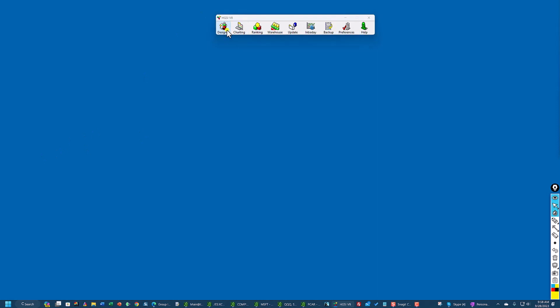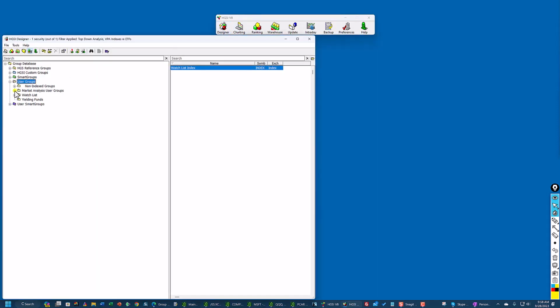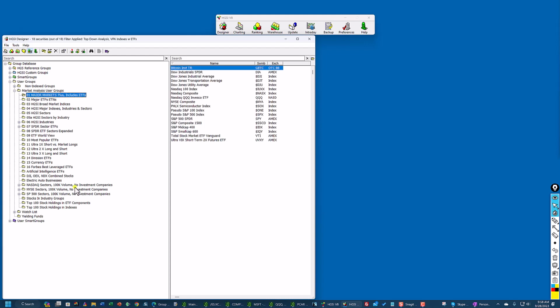When I begin my day, I open the designer. I go to my user groups. I go to my market analysis user groups, and these are groups that I put together over the years. I click on the first folder, Major Markets Plus, which includes a few ETFs, just so I can get a quick read on the market. But then I'll go down to my major ETFs and ETNs, and then I'll go down to the broad market indices. But I can also look at an expanded view of the broad market indices, the sectors, the HDSI sectors by industry, and then the industries, and then the spiders, and so on. So it just depends on how much time you want to spend doing this.